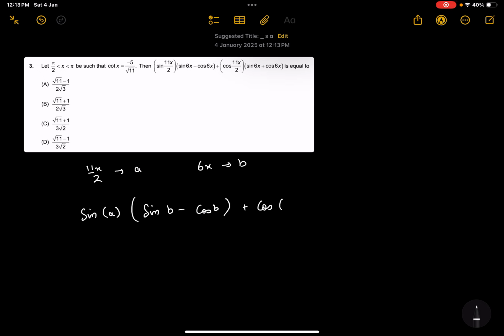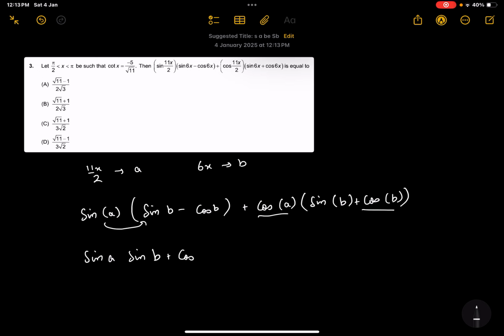plus cos a to sine b plus cos. Thus we have sine a, sine b, and when we have sine a, sine b, we look for cos a, cos b, because this gives us a nice identity. And we do have a cos a, cos b term from here, so let's pair them up.